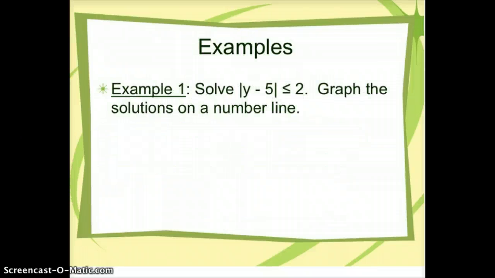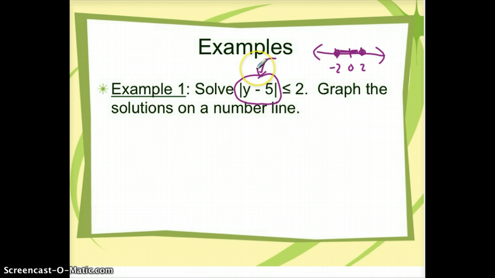All right. So if I want to solve the absolute value of y minus 5 is less than or equal to 2, then what I'm saying is y minus 5 itself, this quantity right here, has to be less than or equal to 2 spaces away from 0 on the number line. So if I don't remember the rules off the top of my head, I'm going to say, oh, less than or equal to 2, that's in between them. This is going to be an and statement.